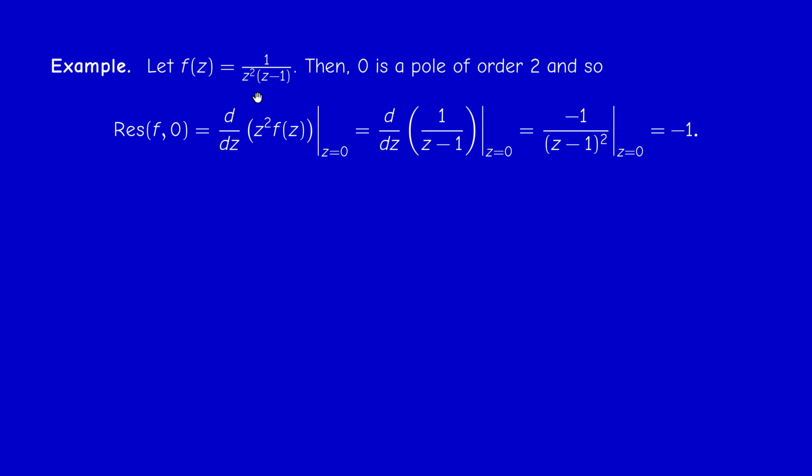And another method, as I said, is to expand in a geometric series 1 over z minus 1 about 0, and then divide by z². You get precisely that the coefficient of 1 over z will be minus 1.